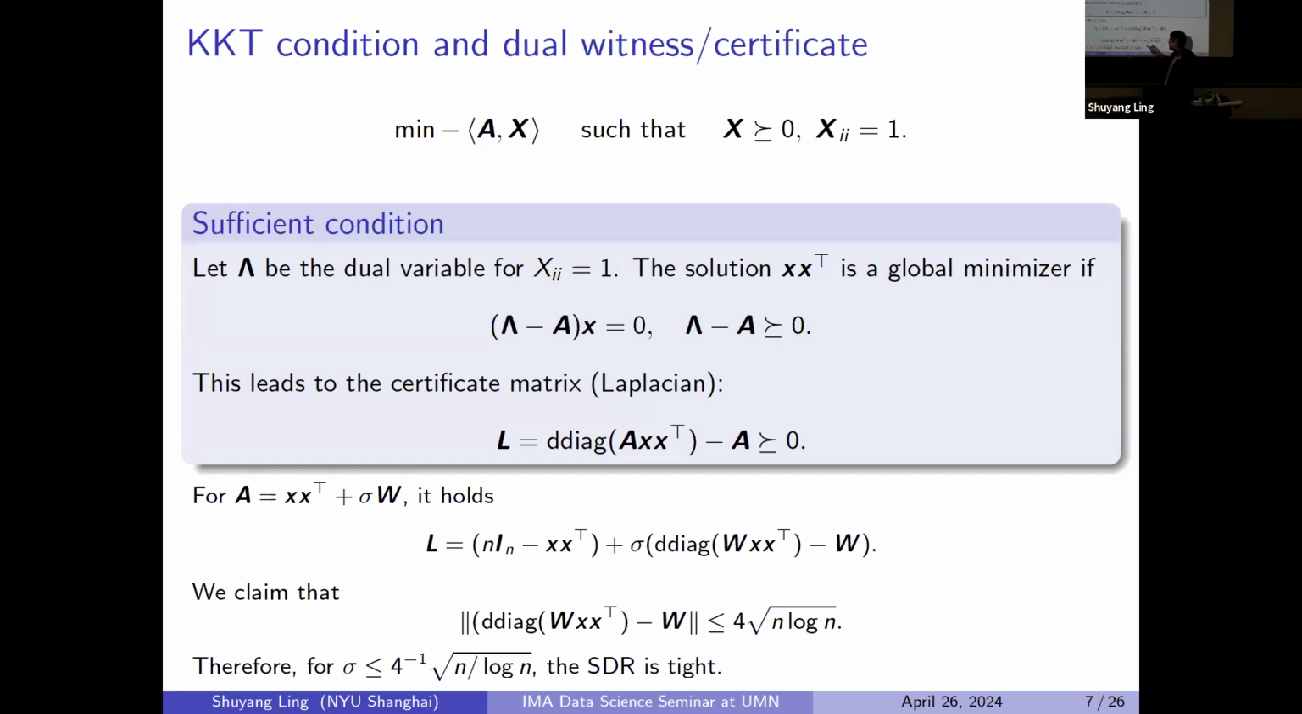And this is a standard exercise in random matrix theory. This is 4 times square root of n log n. With high probability, this would be true. So what does it imply? It means that if sigma times this quantity is smaller than n, then it's tight. It means the SDP recovers the ground truth exactly. And this sigma would be a constant, 1/4, a quarter times the square root of n divided by log n.